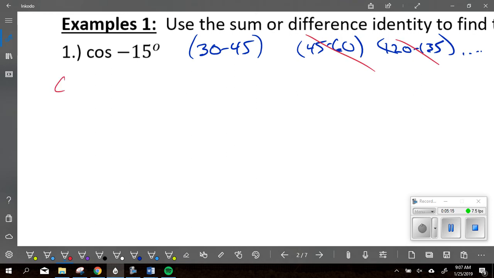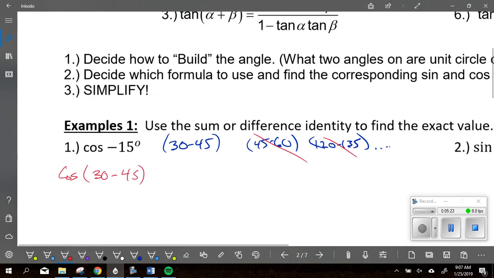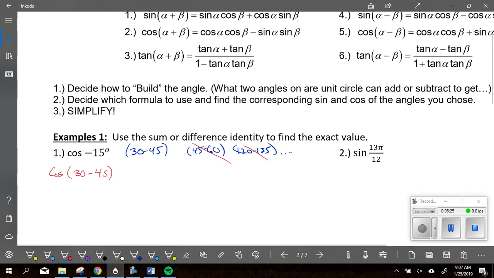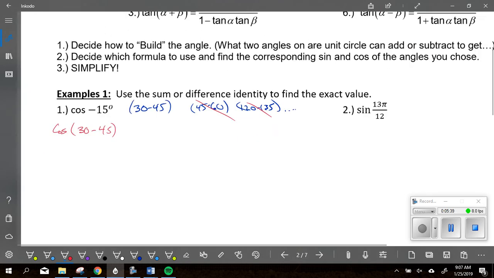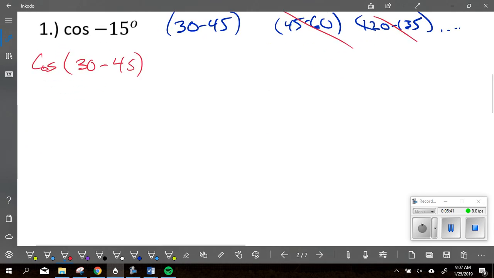It's cosine, so I'm going to use the identity that goes with cosine of 30 minus 45. So we're going to use the sum and difference identity that matches that. We decided it's a cosine problem, and I subtracted two angles. So guess which formula I'm going to use? Number 5, the one that was cosine that I subtracted two angles. So that's the formula I'm using here. Cosine alpha, cosine beta, minus sine alpha, sine beta. I'm going to plug in alpha and beta.